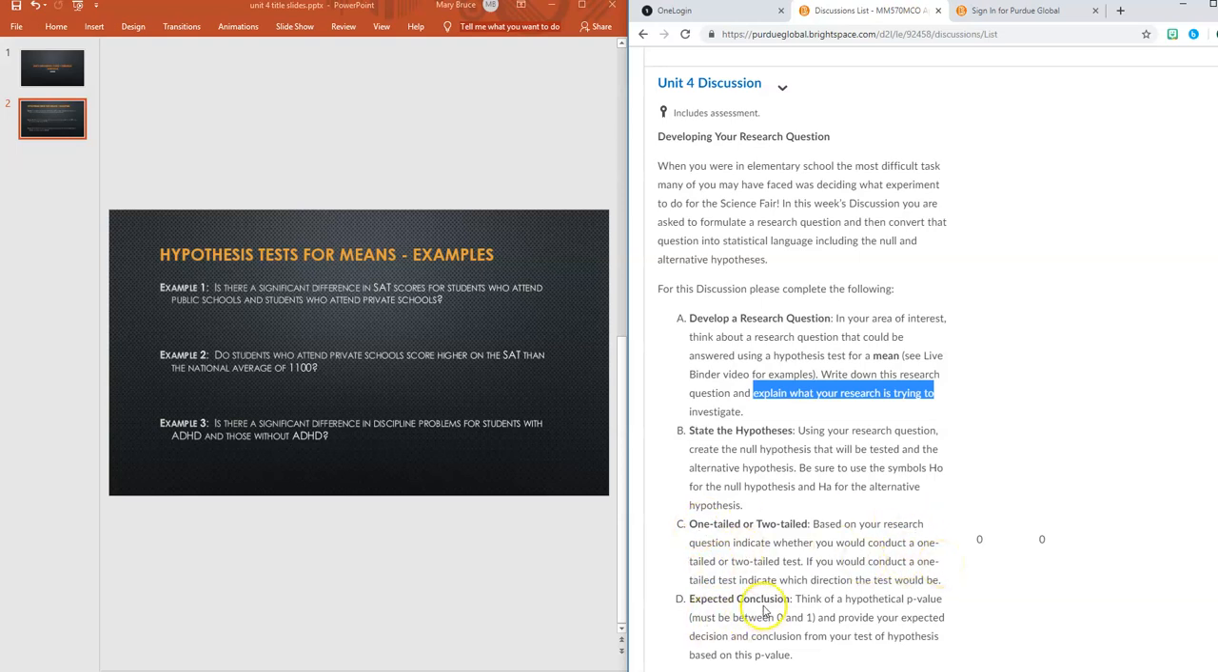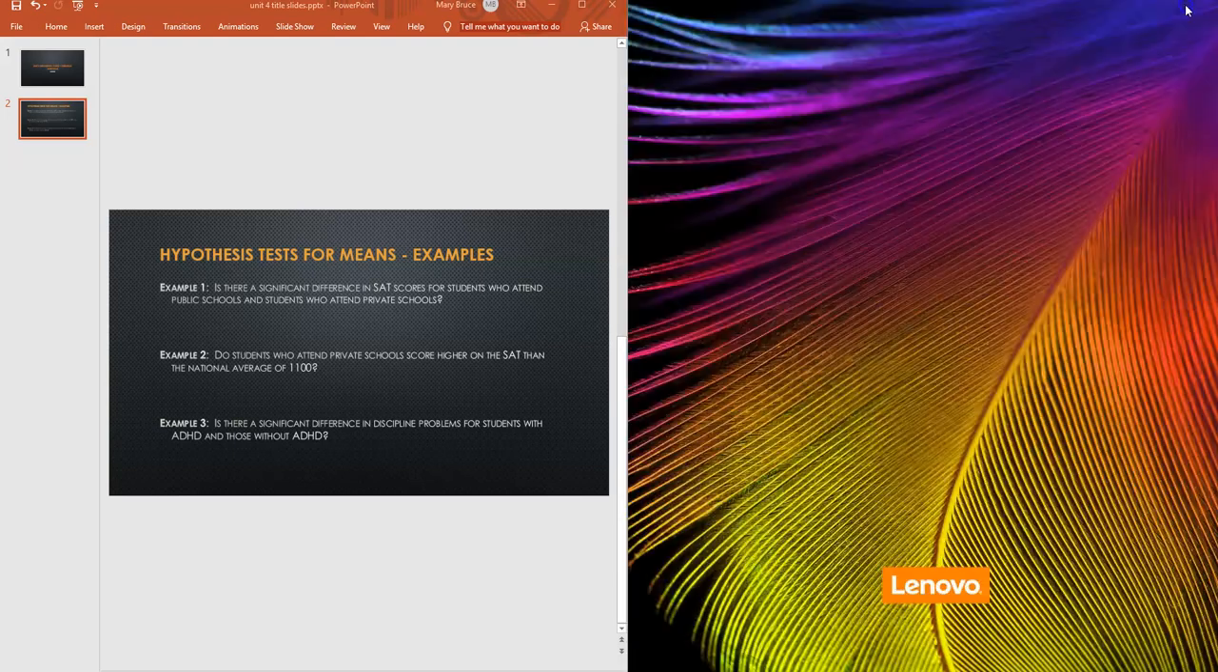And then we're going to get you to think of a hypothetical p-value that you might get. Just pick a number, but p-values have to be numbers between 0 and 1 because they're probabilities. And then provide your expected decision and conclusion from your test based on this p-value.